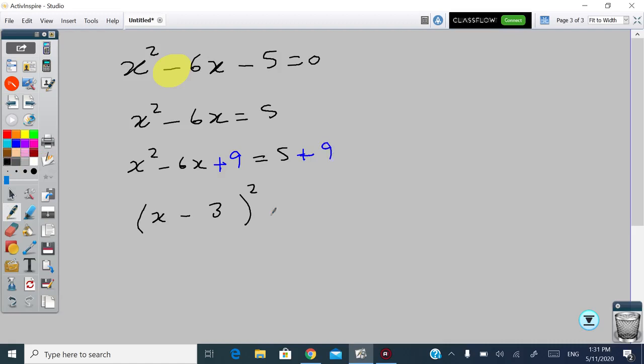And therefore, this equals 14. Taking the square root of both sides gives you x minus 3 is equal to plus or minus root 14, and therefore x equals 3 plus or minus root 14. You see, it's exactly the same, only that you have to pay attention when writing the perfect square. There is a minus in the middle. Now, why is that?